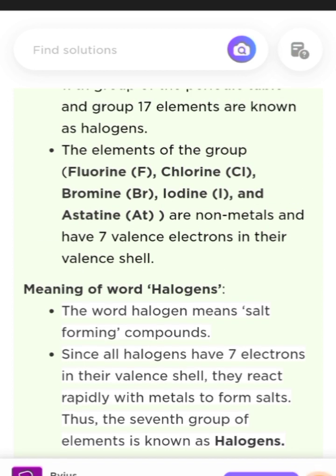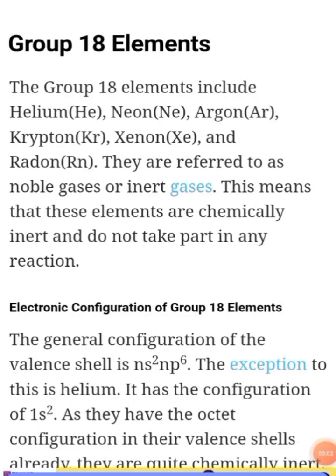So group 8, which is group 18, the 8A elements, are called the noble gases or the inert or rare gases. The noble gases, or inert gases, are chemically inert and do not take part in any reaction. That's why we call them inert gases or noble gases. They are comprised of helium, neon, argon, krypton, and xenon. So you can take note of their chemical formulas and the rest.